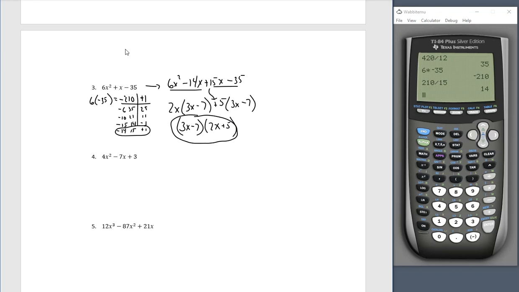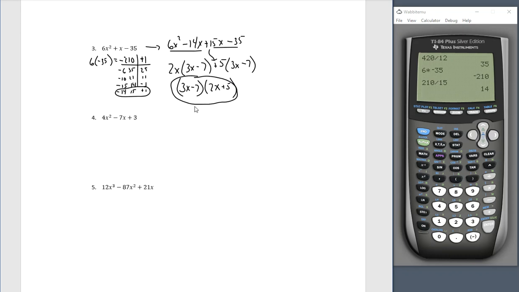Factoring by grouping is really the AC method. It really is just the AC method each time. All right, I'm going to give us a little more space for this one, just in case. Okay, 4x squared minus 7x plus 3.